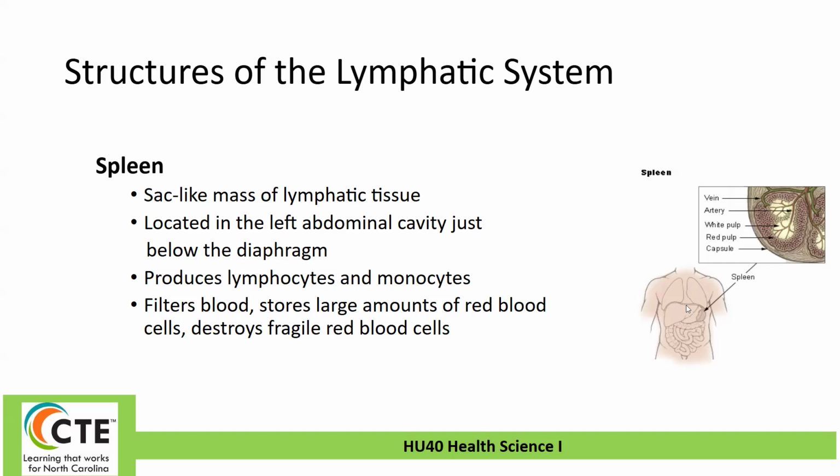The spleen is going to produce those lymphocytes and monocytes. It is mainly there to filter the blood. It also stores lots of our red blood cells and destroys any fragile blood cells that we may have. So it's really there to keep that blood circulated and keep it stored as well.